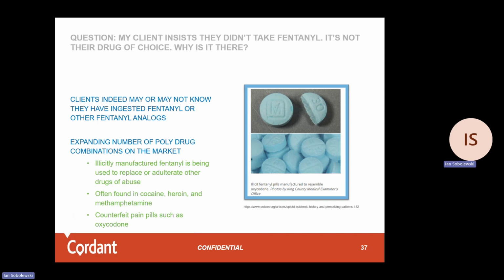Clients may or may not know they've ingested fentanyl or other fentanyl analogs. This is because we're seeing an expanded number of what we call polydrug combinations on the market. This means that illicit manufactured fentanyl is being used to replace or adulterate other drugs of abuse. So it's often mixed with cocaine, heroin, and methamphetamine, as well as manufacturers are making counterfeit pain pills such as oxycodone and passing them off as just safe oxycodone.